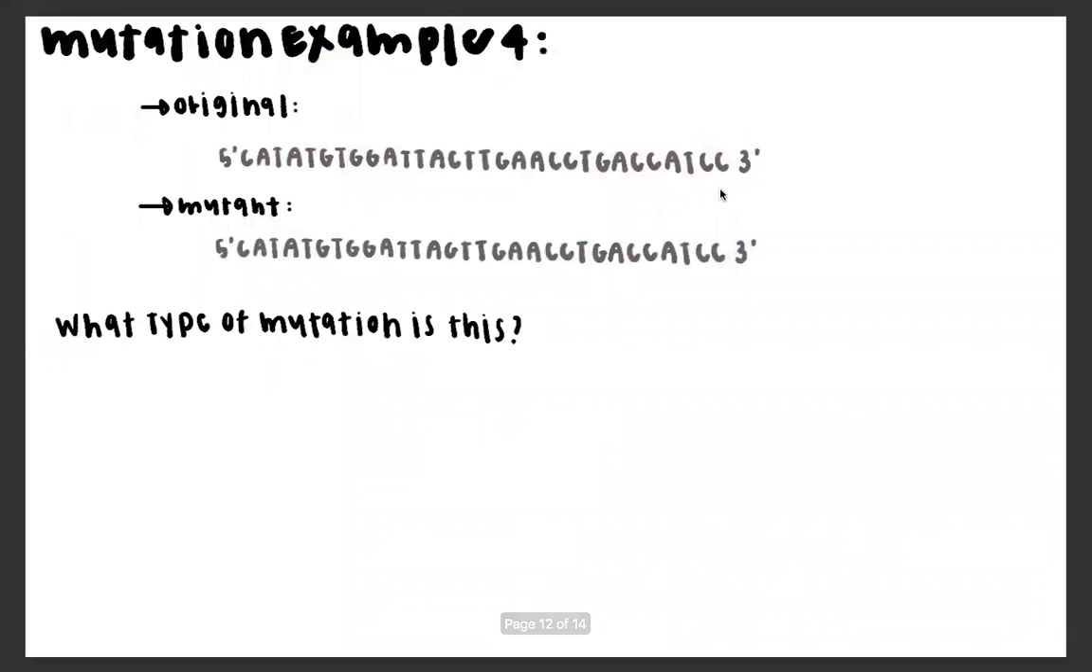For our last example, I want you to compare our original DNA strand to our mutant DNA strand to find our mutation. Pause the video here so you can figure out what type of mutation is shown.